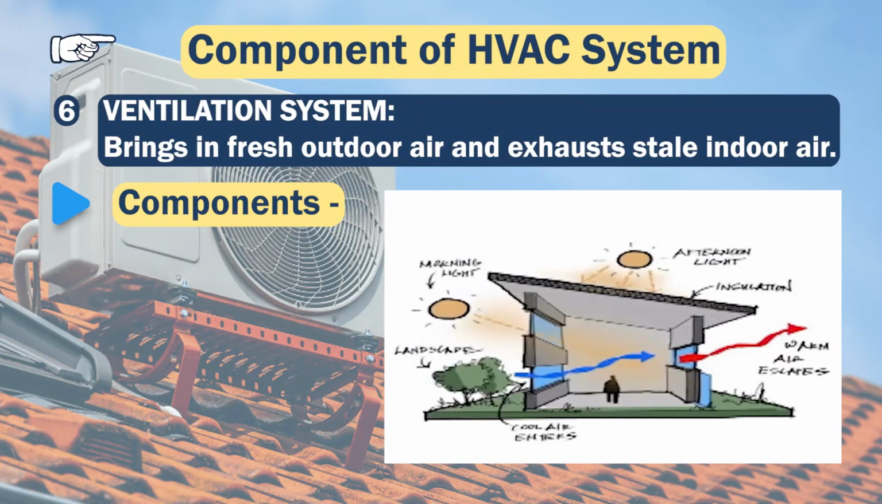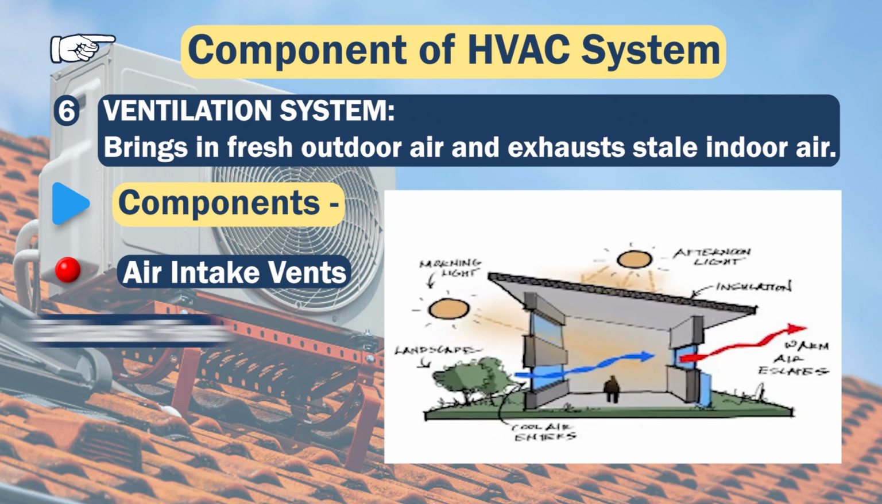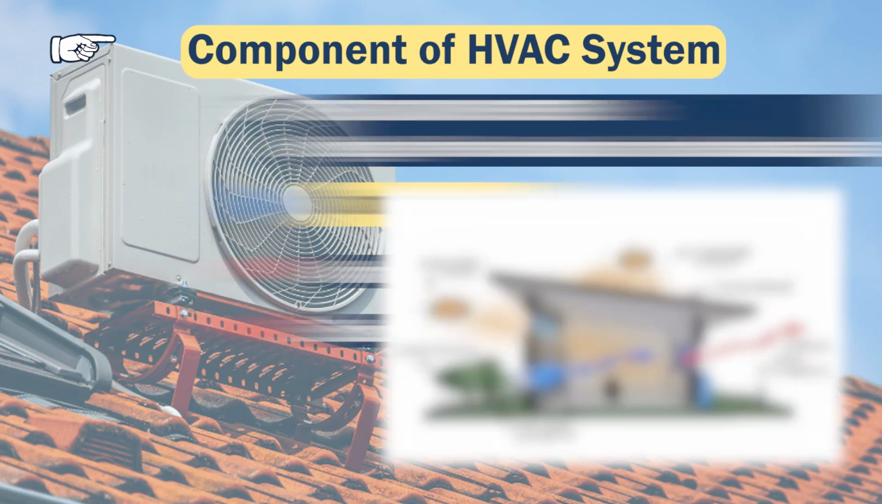The ventilation system brings in fresh outdoor air and exhausts stale indoor air. It also maintains indoor air quality by diluting pollutants, controlling humidity and providing fresh air circulation. Components of ventilation systems are air intake vents, which allow outside air to enter the building, and the exhaust fan, which removes indoor air containing pollutants and excess moisture.